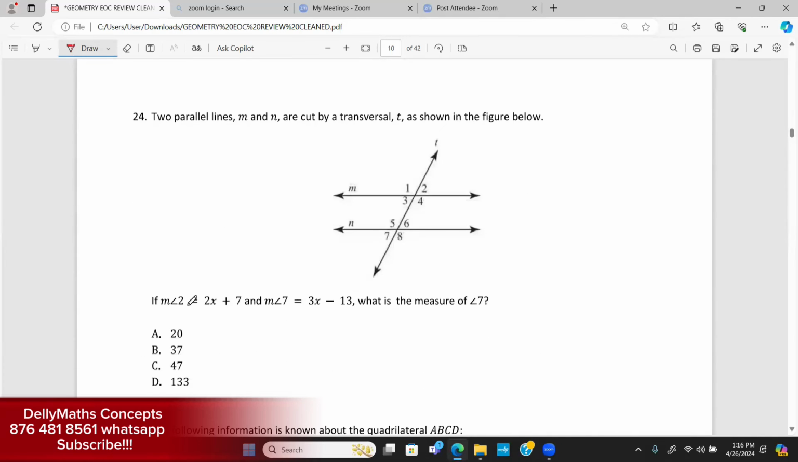Let's go to 24. 24 says 2 parallel lines M and N are cut by a transversal T as shown in the figure below. So we're looking at that.